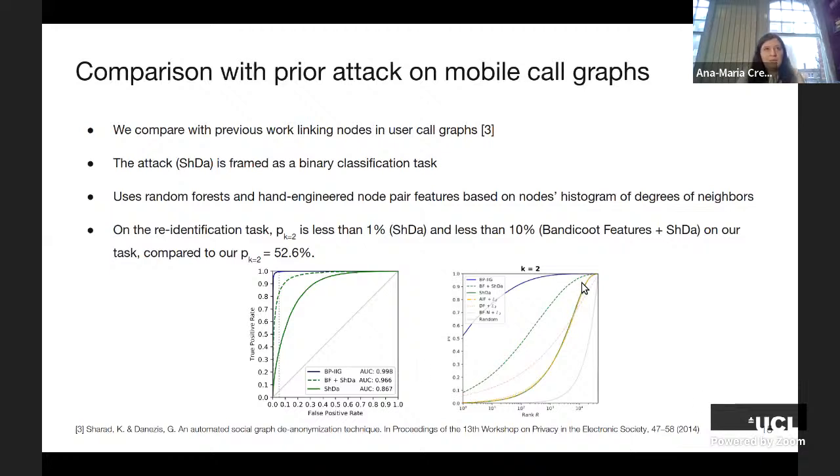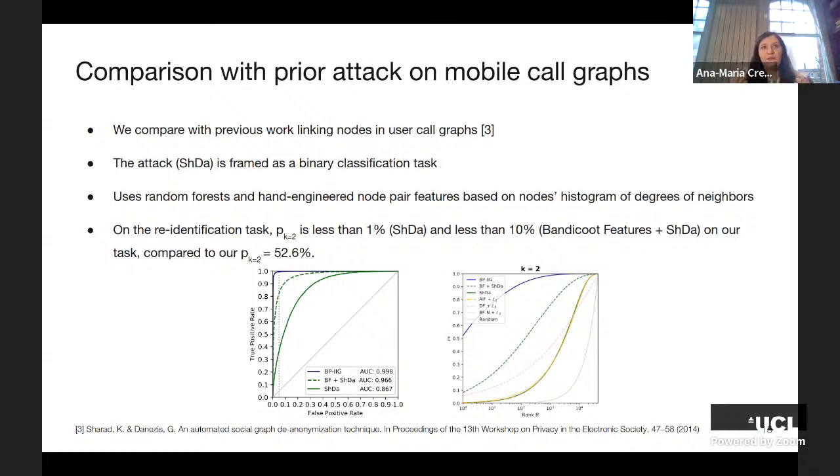Before I move to the next experiment, I wanted to show the results of a comparison with previous attacks on mobile call graphs that did not use deep neural networks. We believe that this high performance that we see is due to using these powerful methods. There is a previous attack that tried to link nodes across graphs in mobile phone data. This attack was framed as a binary classification task. So given two nodes, do they represent the same entity or not?